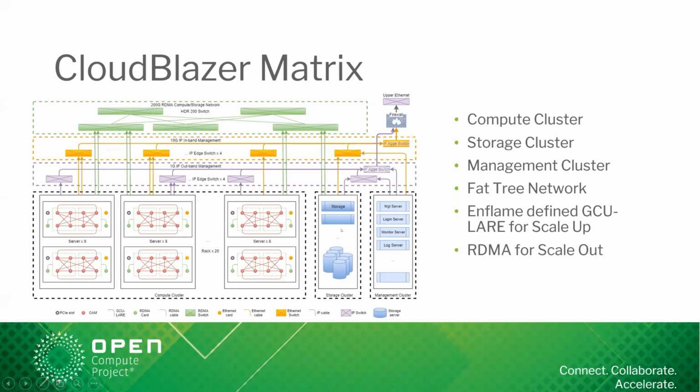We use a high IOPS storage cluster, like the DDN. And this is a management cluster. And for the network, we have the compute and storage network, and in-band management and out-of-band management. It uses a fabric network to connect all those compute cluster, storage cluster, and management cluster together.